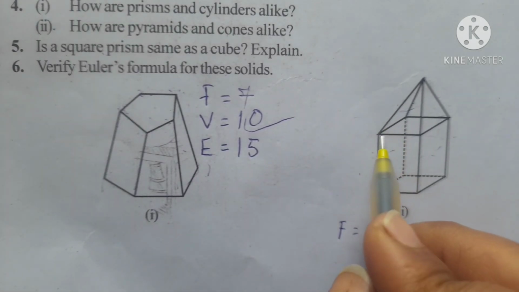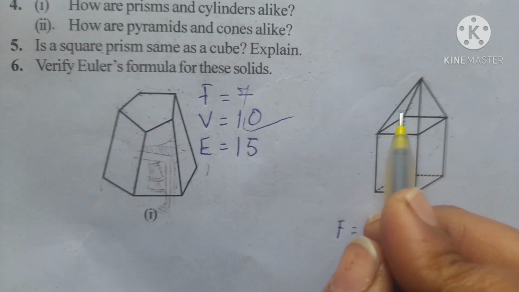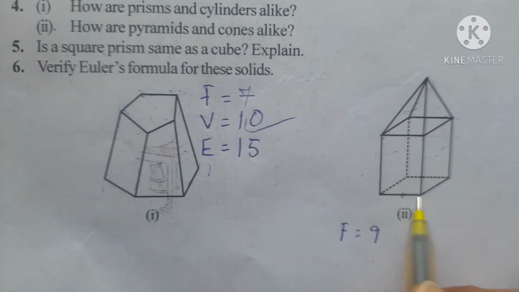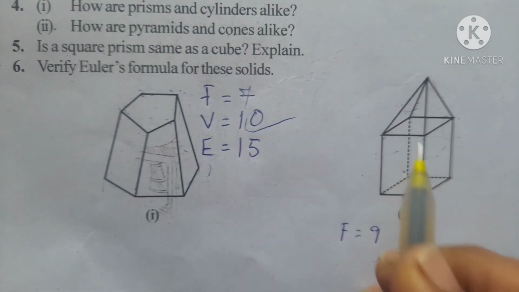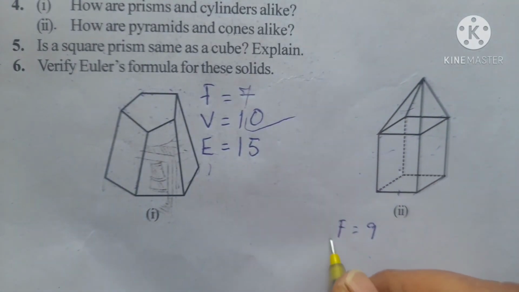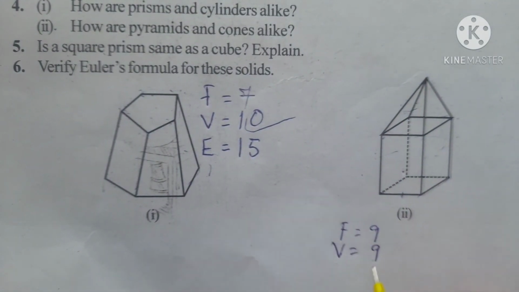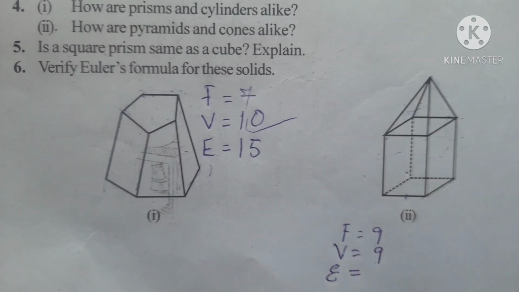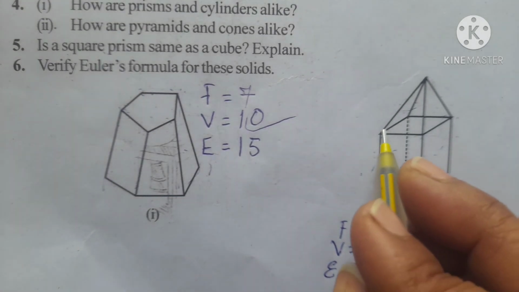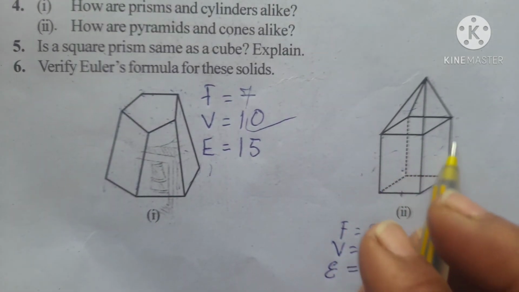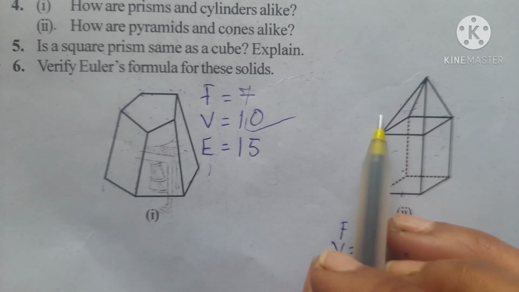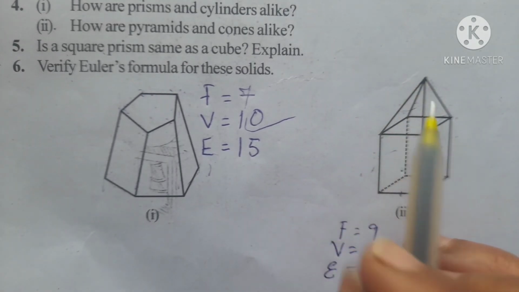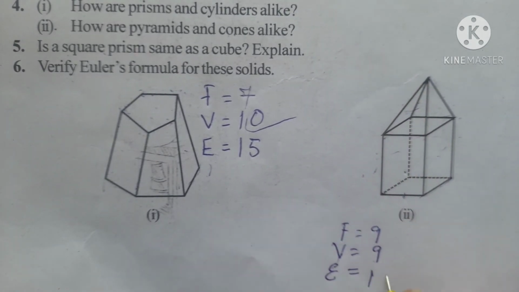Vertices, you can see here 1, 2, 3, 4 vertices up, 4 vertices down. So 4 plus 4, 8, plus 1 here, 9. So vertices is also 9. Now we have to count the edges. How many edges? You can count from here the line segments. Total 12 edges we have in a cuboid plus 4 at the top. So 12 plus 4, 16.